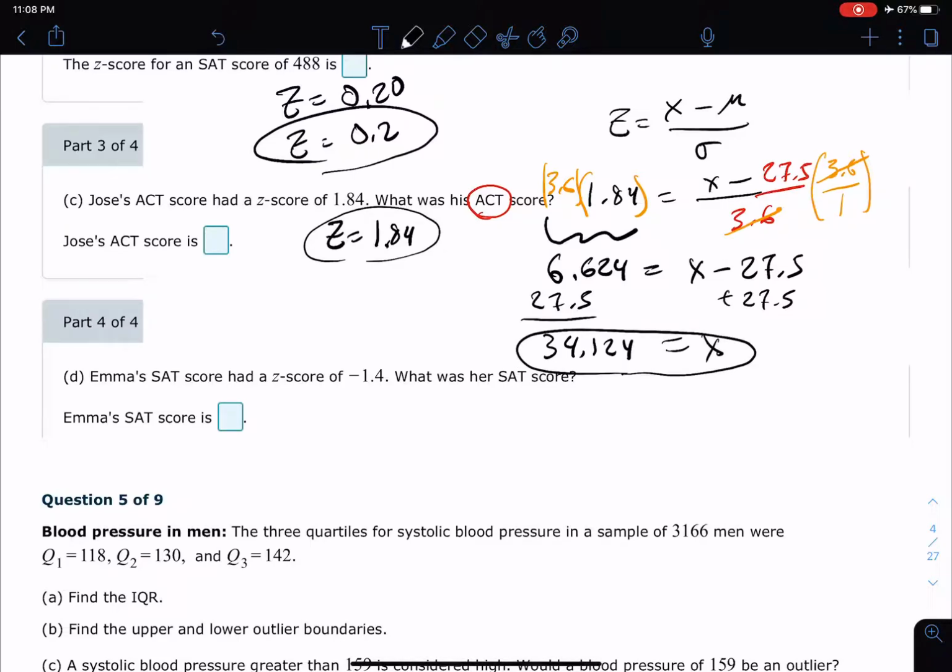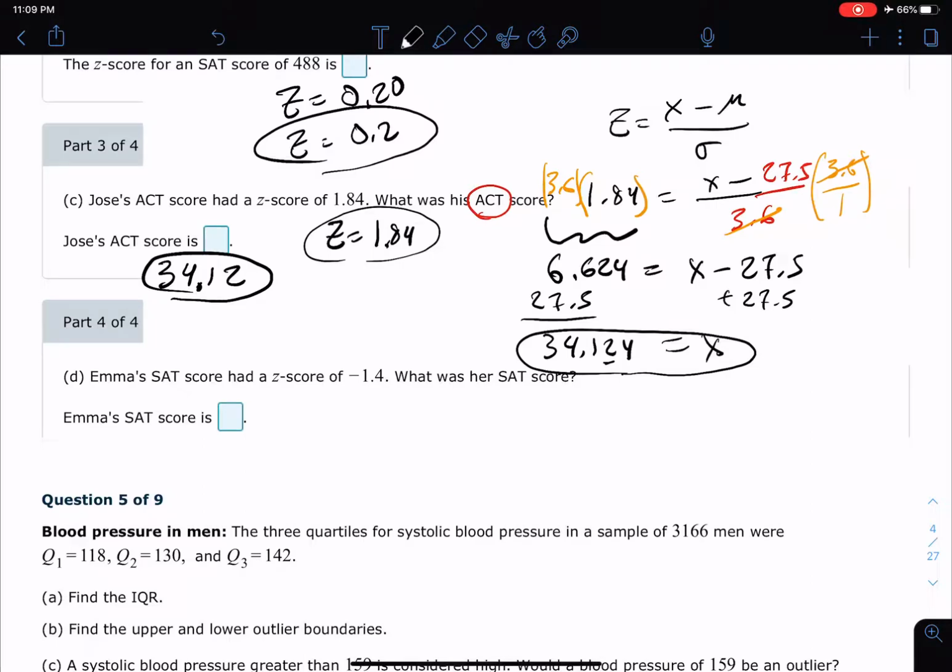And that's the value. That's not a z-score. That is the actual, that's Jose's ACT score. 34.1. Let's round it to 2 decimal places, so 34.12.